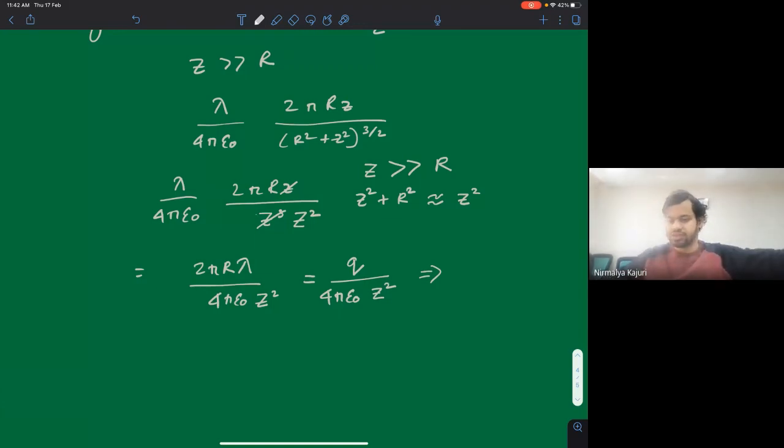So at large distances, we expect that we cannot see the structure of the charge configuration, whether it's a ring or a ball or whatever. It should just look like a point charge. And so we expect the field to also be the field of a point charge. Questions?